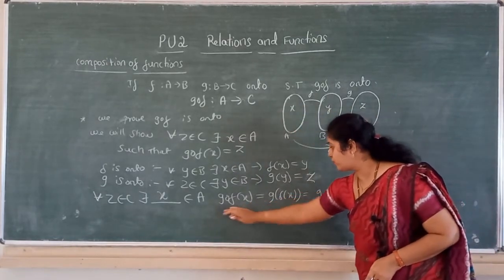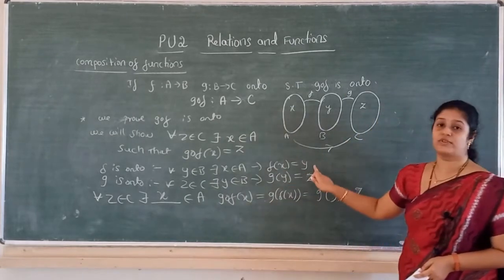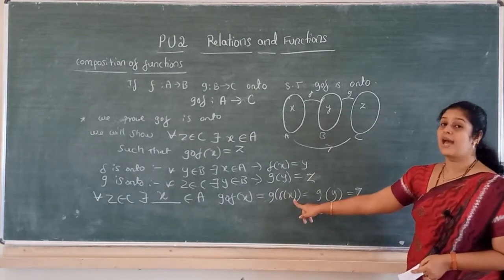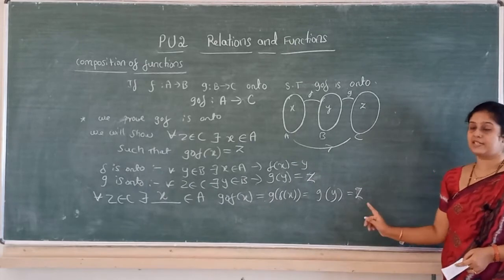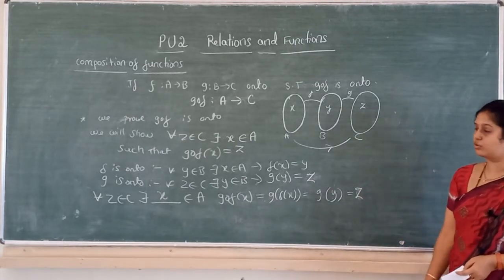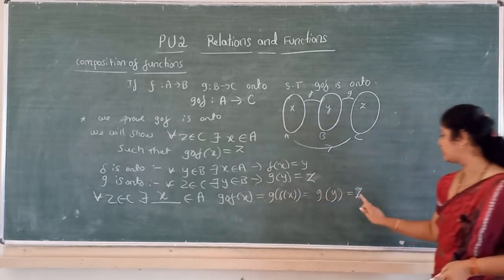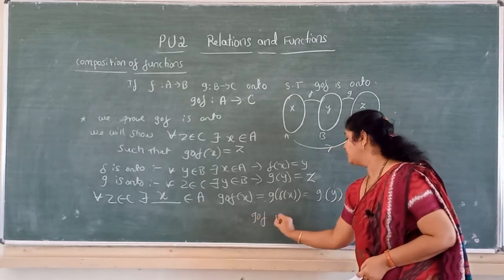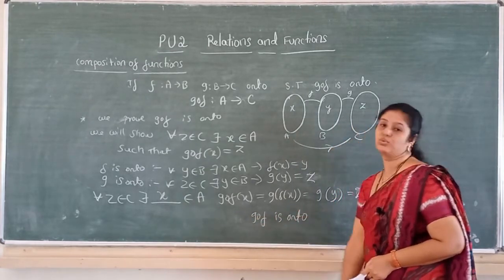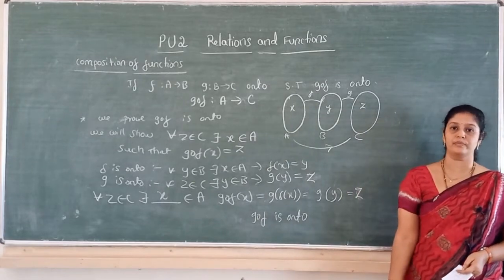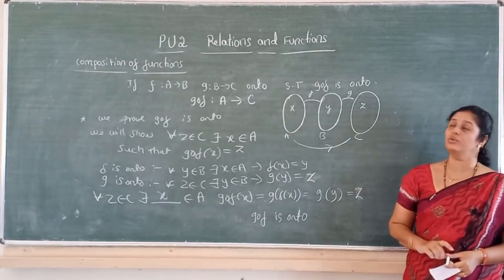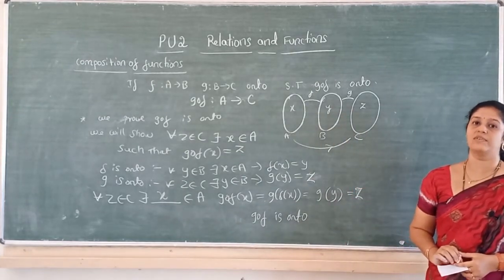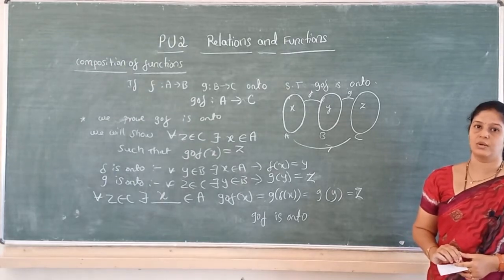That means g of f of x is g of y, because f is onto in this step, and g of y I can write as z because g is onto. So I got g of f of x is equal to z. Thus I can write g of f is onto. So if f is onto and g is onto, then we can show that g of f is onto. Also if f is 1-1 and g is 1-1, we can show that g of f is 1-1.